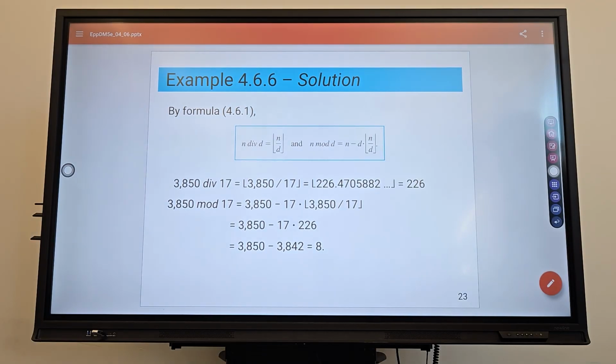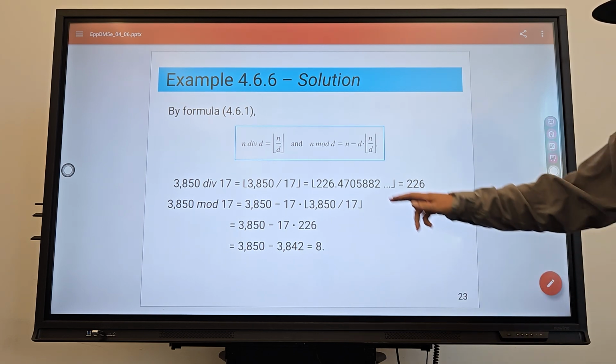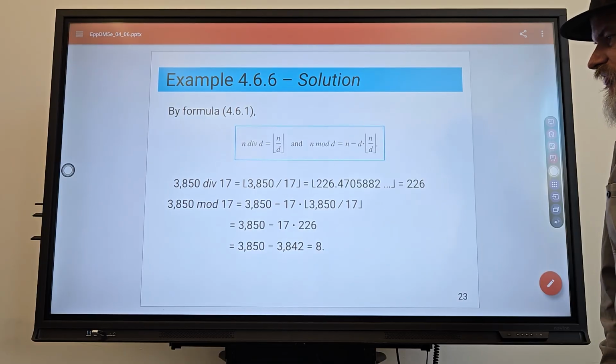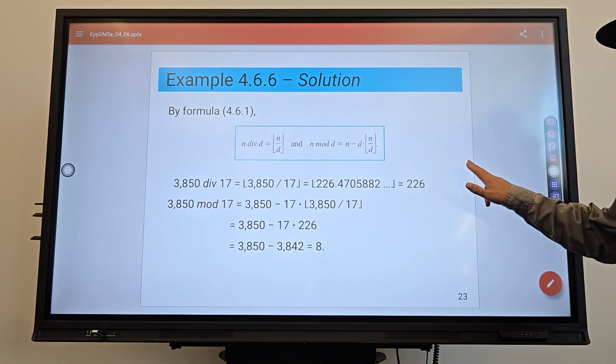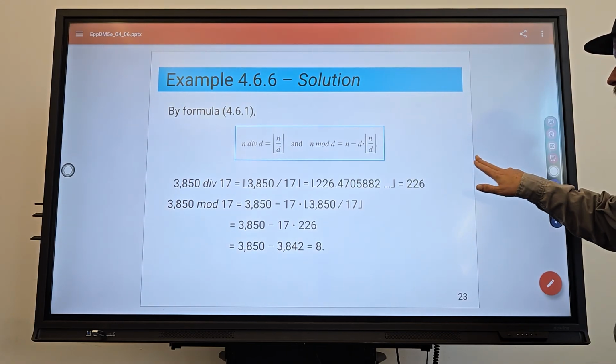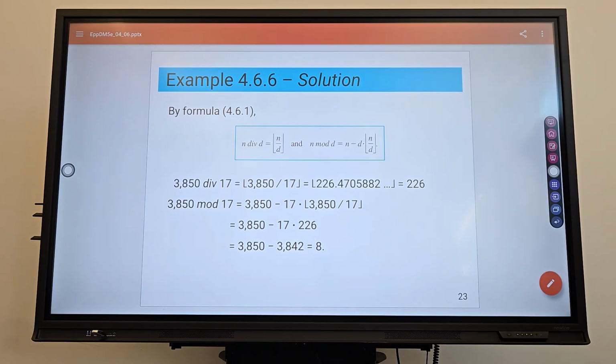By formula 4.6.1, it works out to be this sequence of calculations. And so you get 226 and 8. And that is it for the slide deck.